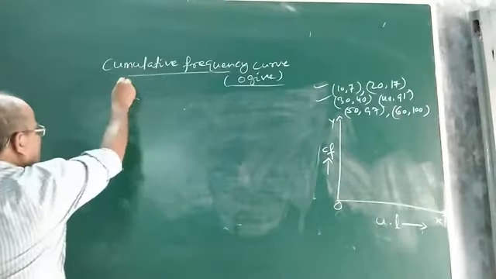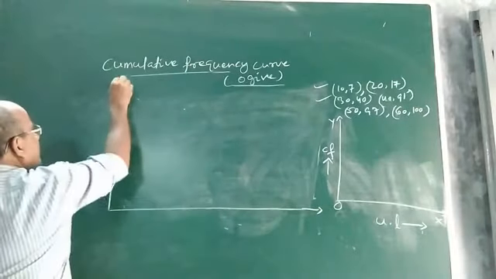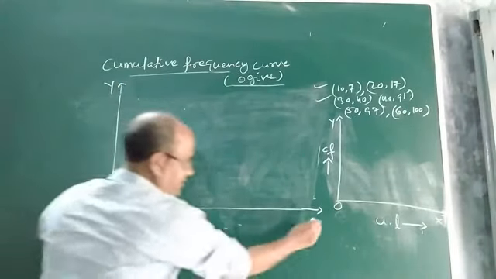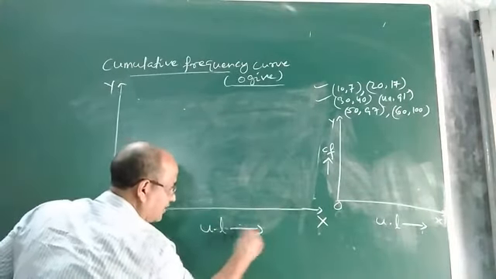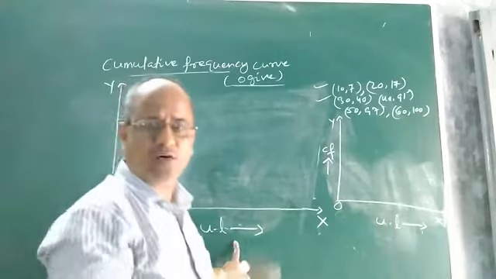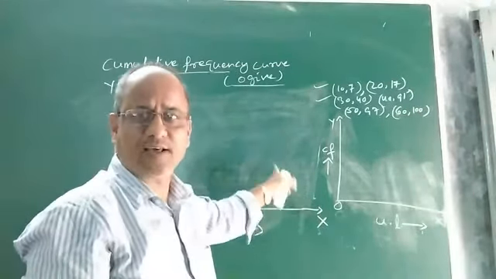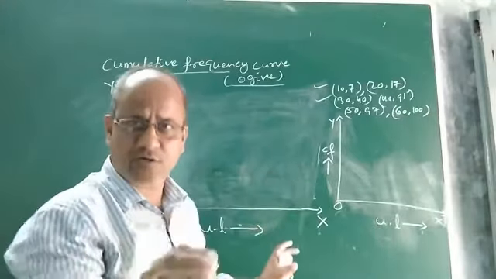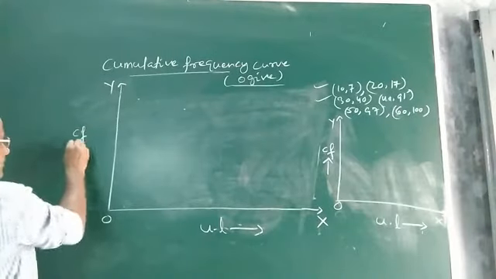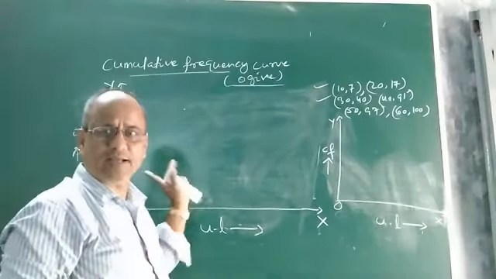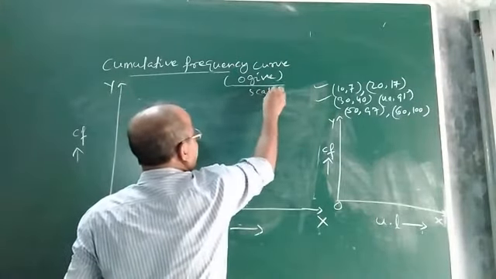What will I do? Now I will take the coordinate axes. This is y, this is the origin, this is x. Now I have to take the upper limits. These are the upper limits. As I told you just now, take the upper limits along the x-axis by choosing an appropriate scale in order to draw the less than type OG, or cumulative frequency polygon curve. Then take the CF along the y-axis, again on choosing an appropriate scale. So write down the scale here.